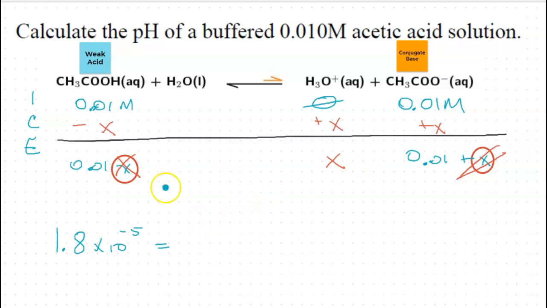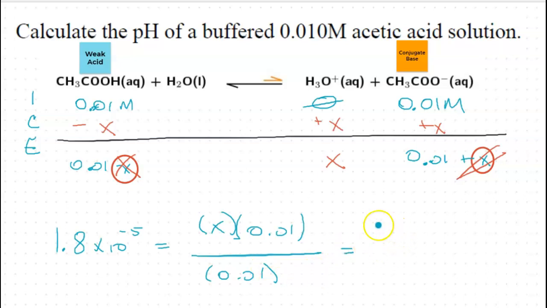So I have x amount of hydrogen. I've got 0.01 of my ethanoate ion. And I have 0.01 of my original acetic acid, and that goes down here. So 0.01. Okay. In this case, my x equals 1.8 times 10 to the negative fifth. If I take the negative log of that for the pH, my pH is going to be 4.74.